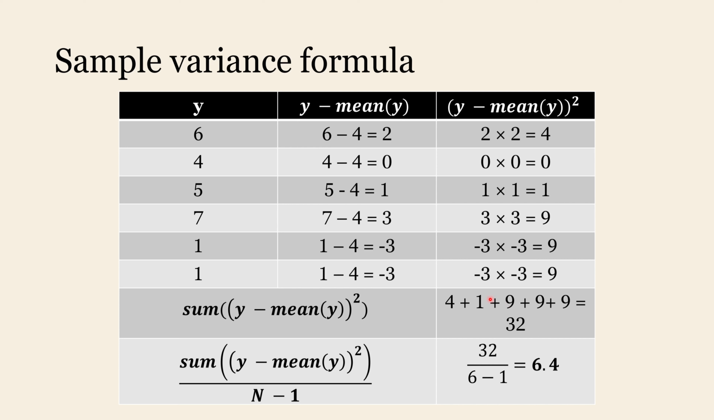Next, we divide this number by the number of observations we have, minus 1. So here we have 6 observations, or 6 rows of data. So we'll divide 32 by 6 minus 1. So 32 divided by 5 is 6.4. And here we have our estimate of the sample variance. To summarize, we look at each data point, we work out how much each data point deviates from the mean, we square these deviations, we add them up, and divide them by the number of observations minus 1.